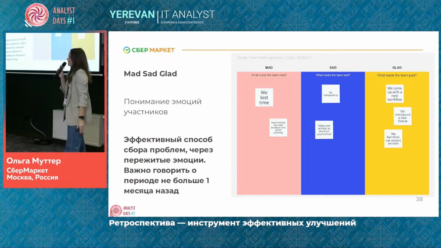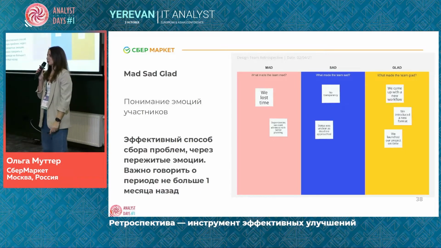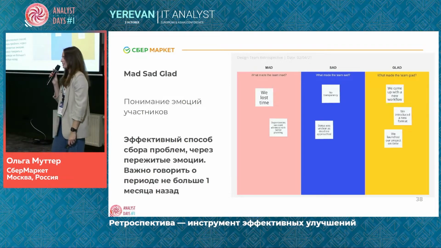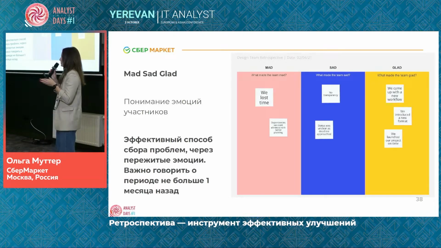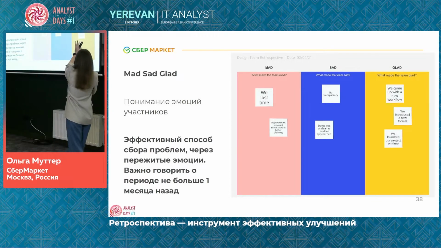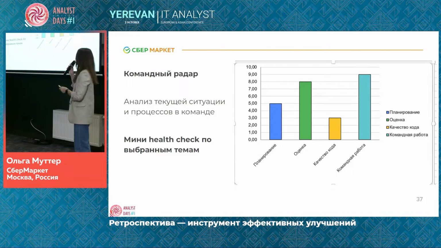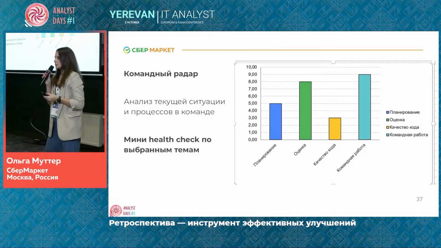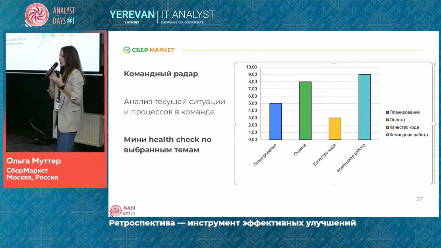You see here the glad thing, and the guys who are doing the retrospective for the first time are having a hard time finding anything that made them glad. And later on, people stopped being negative about that and moving a lot of stickers to the glad part. Back to that slide. This is a small health check. The team radar, when you have a number of zones where you need to understand what's going on there.